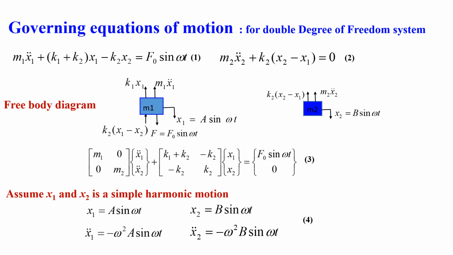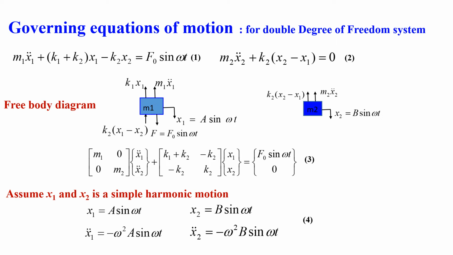Then you can write this equation: m1 x1 double dot plus (K1 plus K2) into x1 minus K2 x2 equals F naught sine omega t. Similarly, for the secondary mass m2, the free body diagram is shown here. On the mass m2, there is no excitation force, but due to the excitation force on mass m1, there is a displacement x2 in the downward direction.